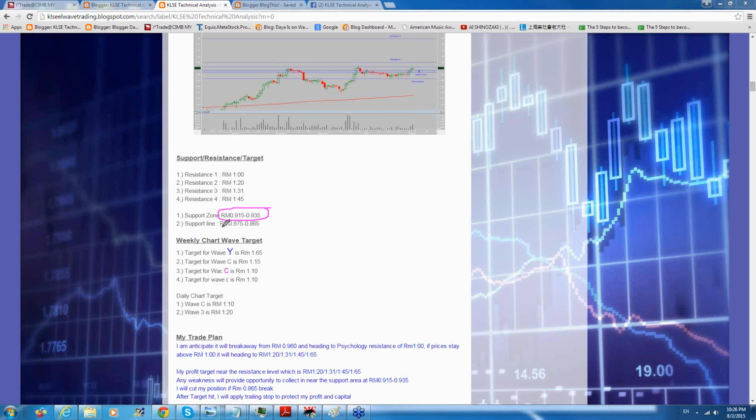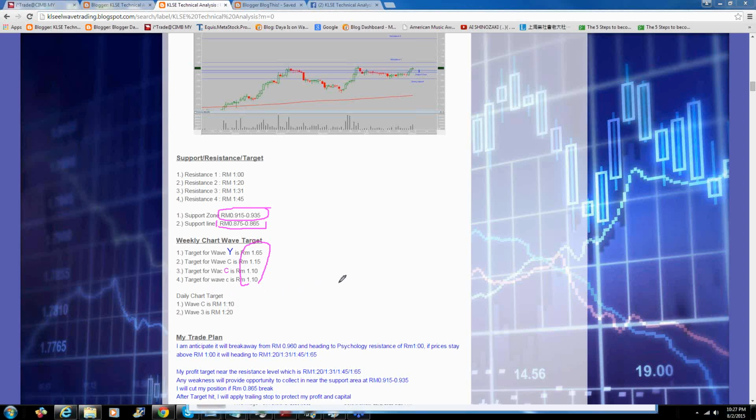Okay, and let's say this support line is broken, 86.5 broken, I will get out of the market, because I do see the high call. This stock is no longer good for me. And the target, I do see based on Elliott Wave, is going to be 110, 115 to 165. And the daily chart target for the ABC is 110 to 120. Okay, to summarize my trade plan, let me hold on.